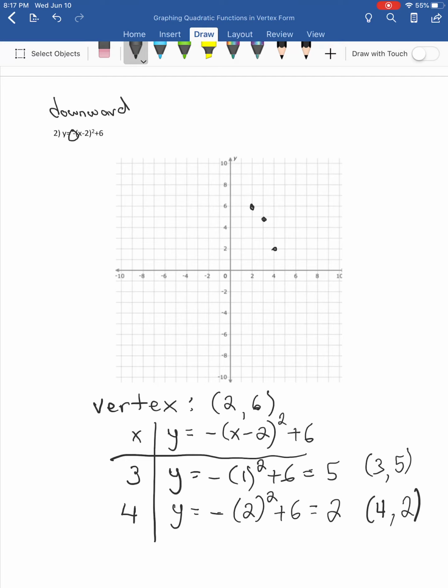We'll finish off our parabola. 1 to the right of the vertex is at 5, so 1 to the left of the vertex is also going to be at 5. 2 to the right of the vertex is at 2, so to the left is also going to be 2.